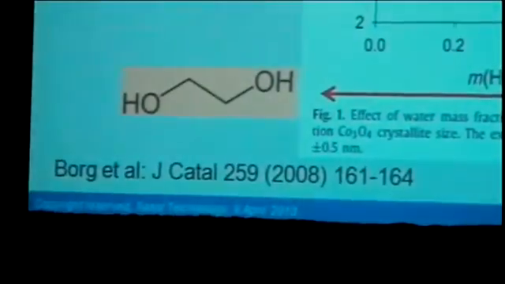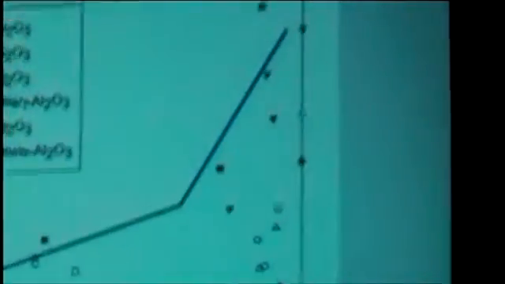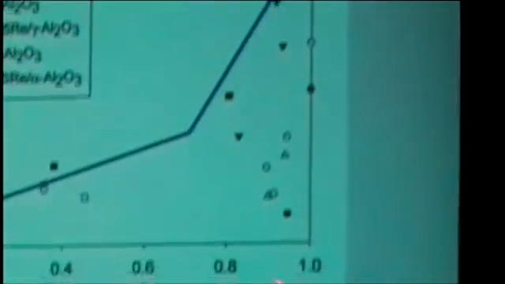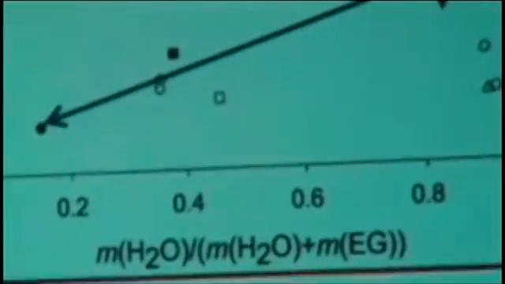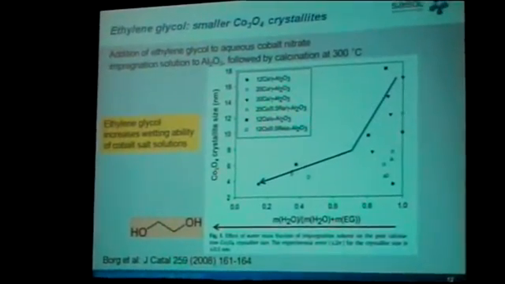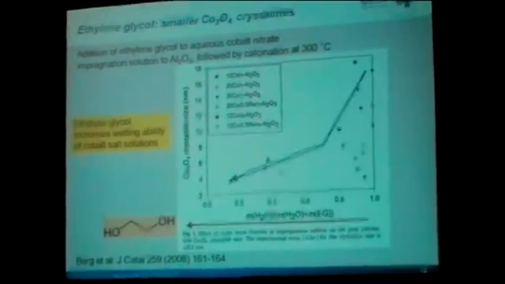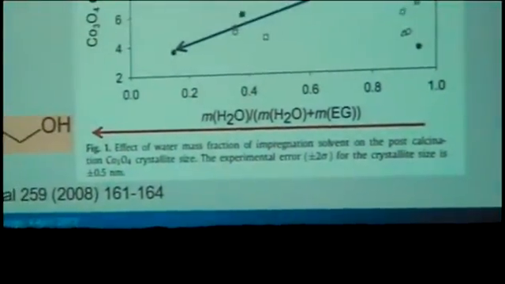The group related to Statoil reported on the use of ethylene glycol. In this picture they increased the ethylene glycol from the right to the left. And they determined the cobalt oxide crystallite size, and you can see it decreases from about 16 nanometers to about 4 nanometers for the alumina-supported catalyst. And they explained this effect by an increased wetting ability of the cobalt nitrate solution.